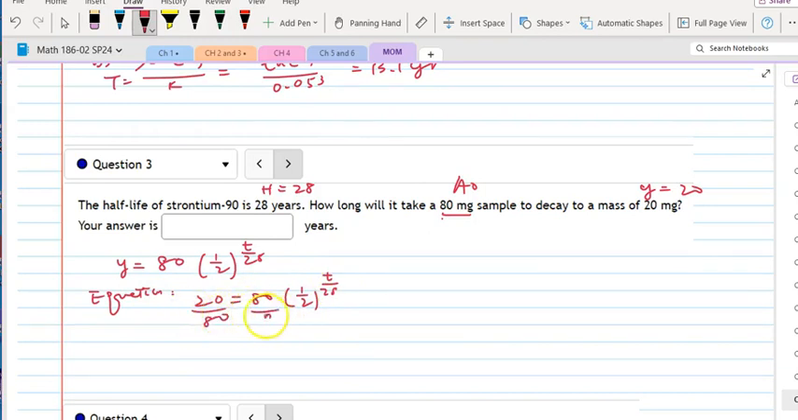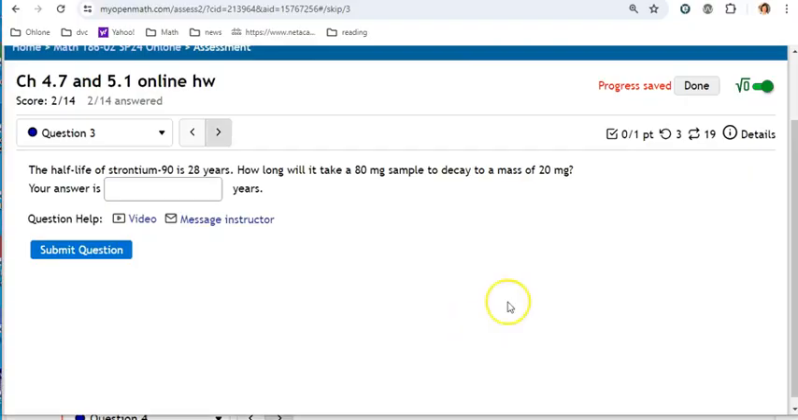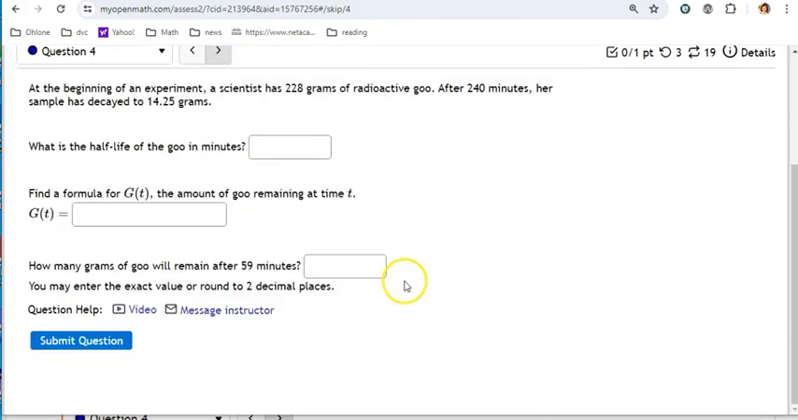Divided by 80, so that's 1/4. 1/4 is (1/2) to the T over 28. Well, actually, we can rewrite it as the same base. So (1/2)^2 is (1/2)^(T over 28). I can cancel because they're both 1/2. So that means 2 is equal to T over 28. T is equal to 56. 2 times 28 is 56. This is a good number, like base.